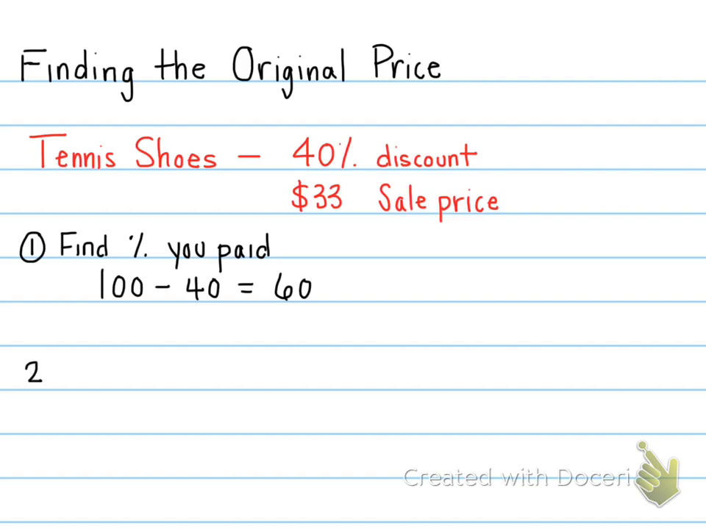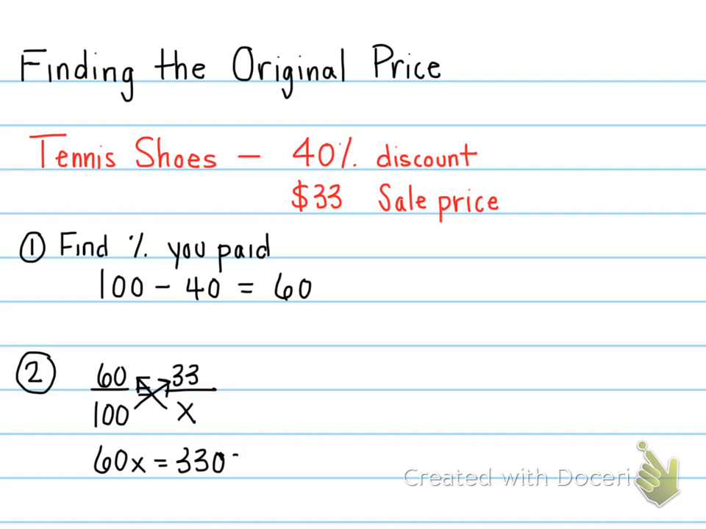So then when you write your proportion, you know that 60% should equal the $33. 60% of some number equals the $33. So 60 times x is 60x. 100 times 33 is 3,300. I have to divide by 60.